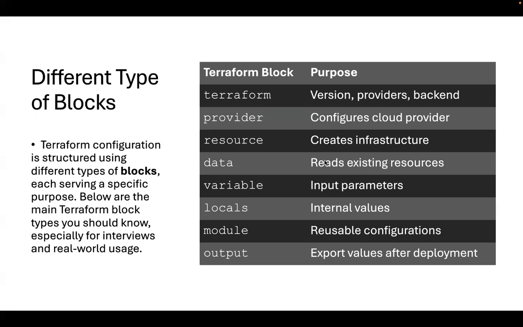Don't panic that I'm showing everything on a single page. We'll be covering each of these blocks in the next sessions. Today we'll be seeing the resource block. Tomorrow we'll see the variable block in detail, and soon the data block, locals, modules, and outputs. We'll cover all of them in detail and have labs on each. So this is about the different types of Terraform blocks.